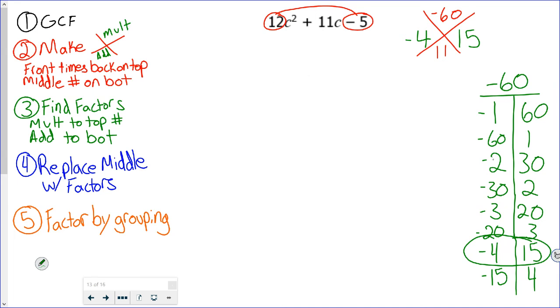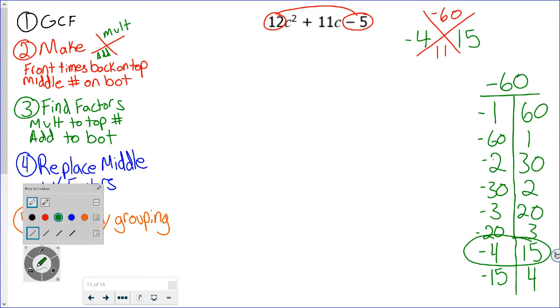Whenever I write those down there, this is just a graphic organizer. Remember, the X is just to help us think visually, right? And double check, is -4 times 15 -60? Yeah. Is -4 plus 15 11? Yes, these are the numbers, right? -4 times 15 is -60. -4 plus 15 is 11. Okay, good. Done. Green step's done. We found the factors. What are we going to do with them?